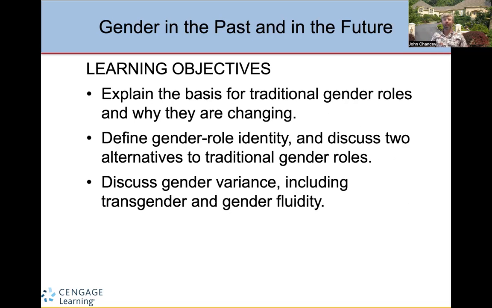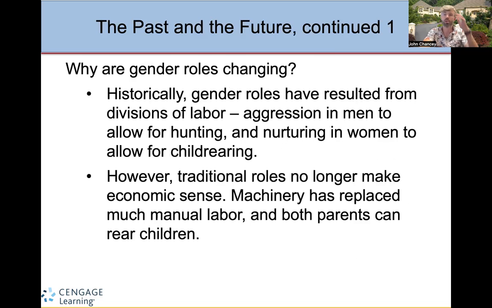Okay, gender, looking at gender in the past and in the future. After this section, you'll be able to explain the basis for traditional gender roles and why they're changing, define gender role identity, discuss two alternatives to traditional gender roles, and discuss gender variance, including transgender and gender fluidity. As I mentioned at the top, it's not black and white, it's not binary anymore. We know there's much more fluidity to it. So it begs the question, why are these roles changing?